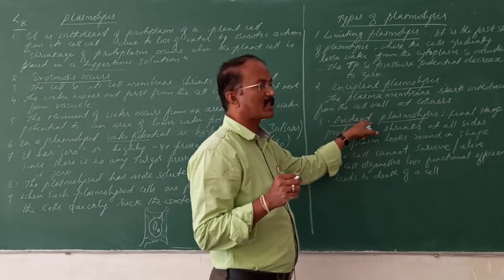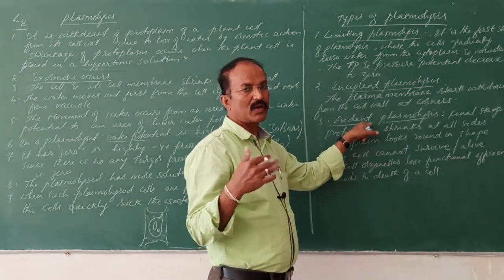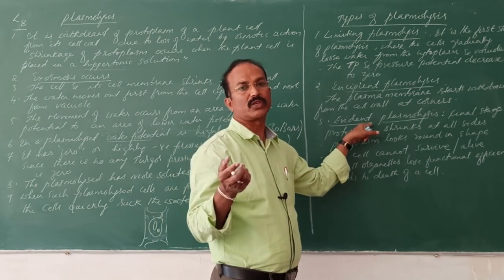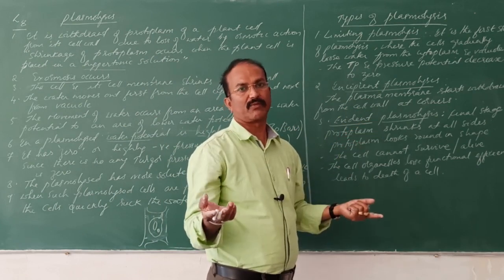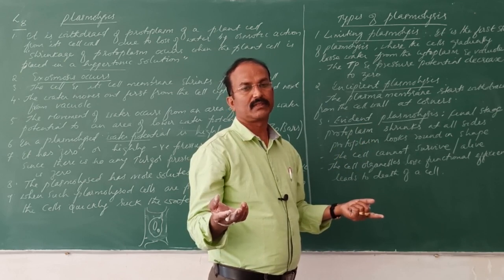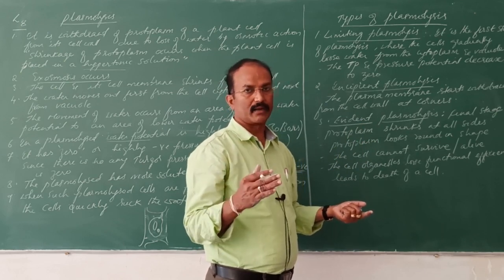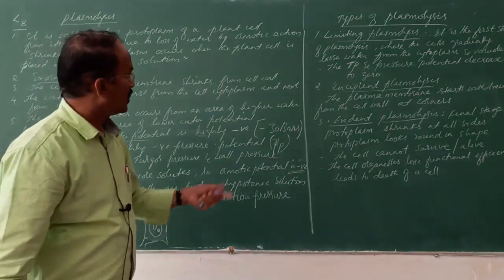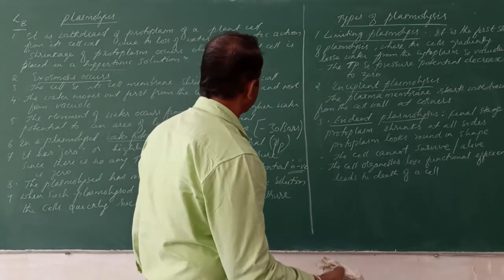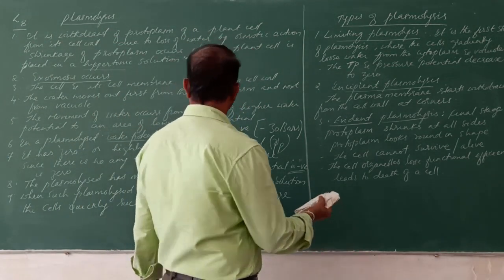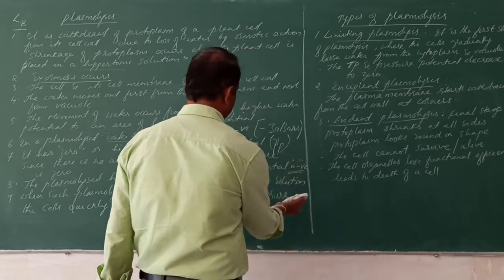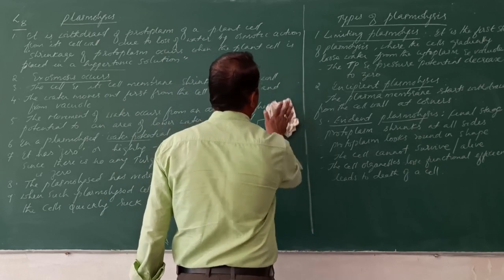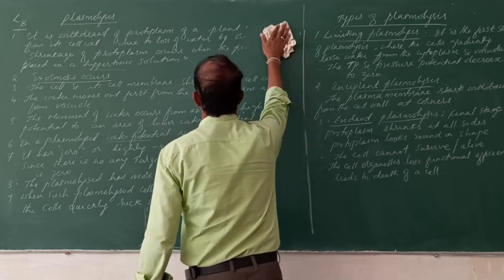Suddenly, in a plasmolysed cell, when water enters, or when we put this plasmolysed cell in a hypotonic solution or in pure water, the cell will survive. This should be done in a sudden manner. Okay, so these are the types of plasmolysis. Now we shall move on to the next, that is the importance of plasmolysis.